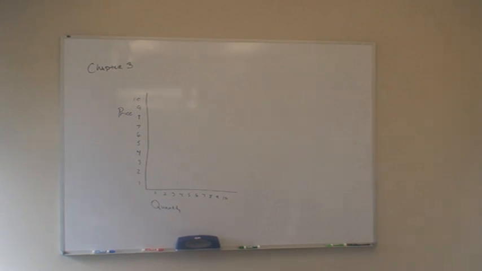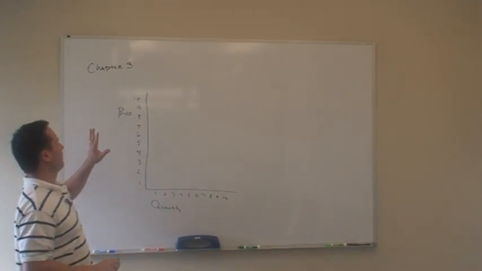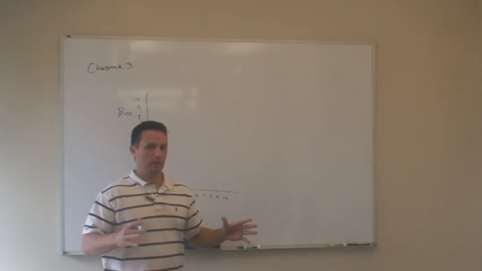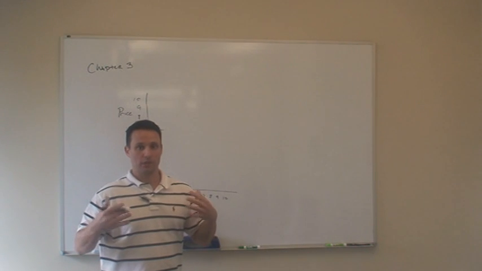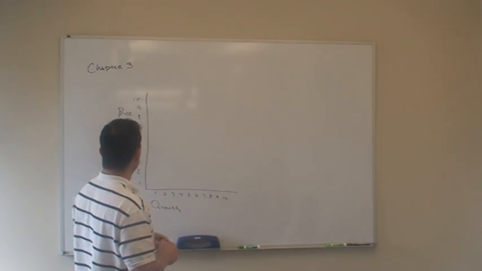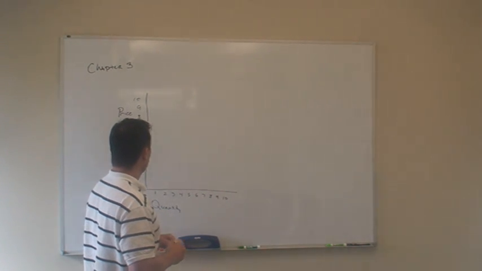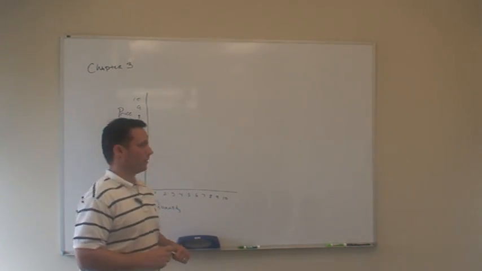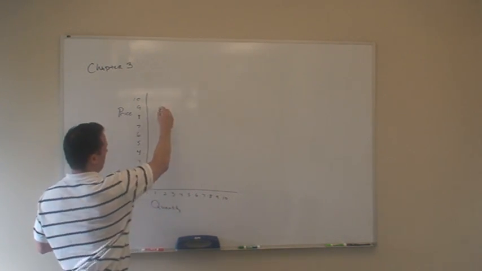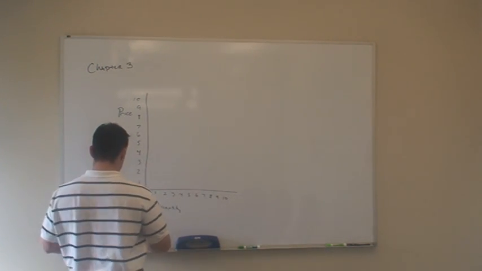Okay, this video is being made to help you out with Chapter 3. It's pretty important that you understand the supply and demand curves, why they're shaped that way, and how they shift. So let's first talk about the demand curve. The demand curve will always be downward sloping left to right.